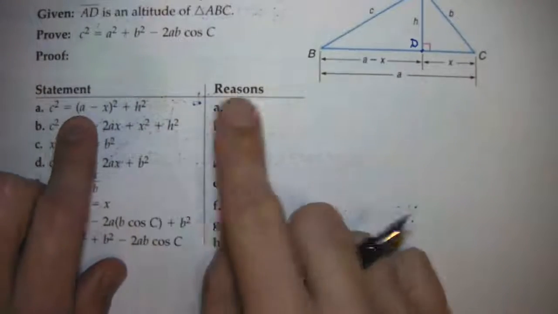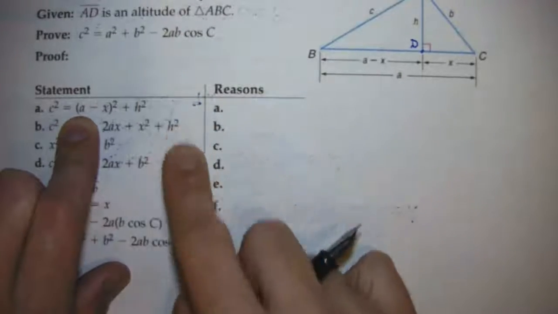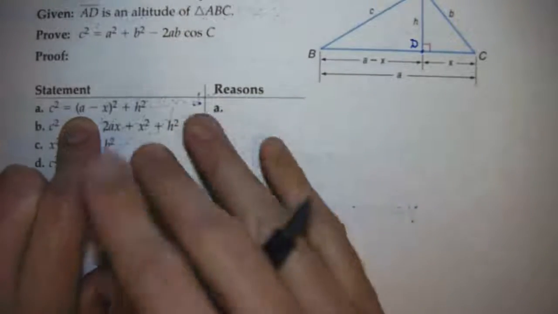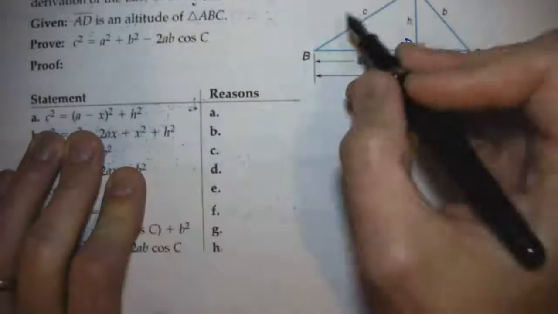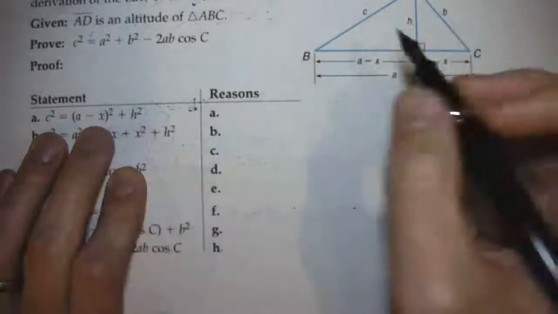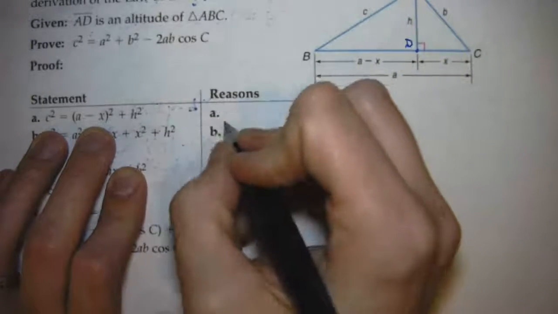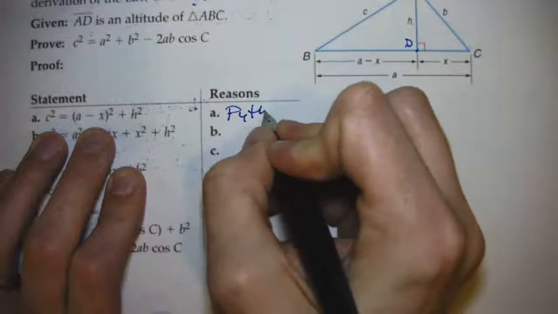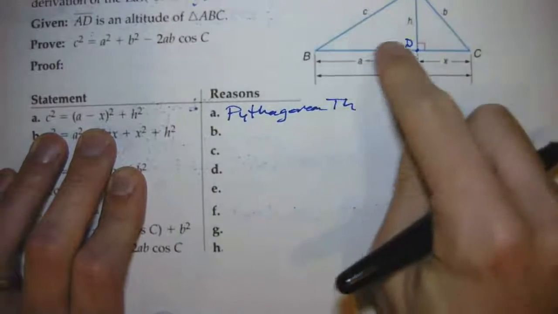So our first step, and by the way, the one thing I don't like about this particular proof, the way it's set up, is it never addresses the given within the proof. I think that's sort of sloppy, but neither here nor there. First thing we're going to write down is we've got c squared, so this side, is equal to a subtract x squared added to h squared. That's just Pythagorean theorem. So cool, there's one right triangle.